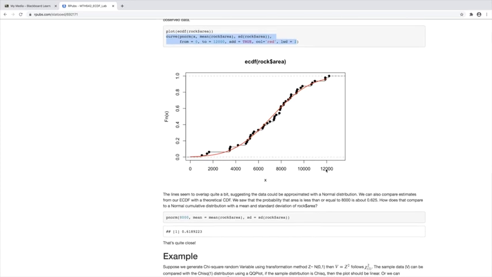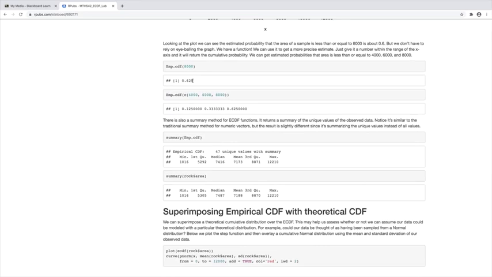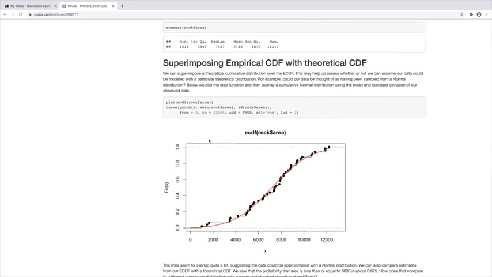We can also compare the estimates from our ECDF with the theoretical CDF. So pnorm at 8,000, with the mean of that data and the standard deviation of the data, is 0.618, and the value that we calculated with the empirical CDF was 0.625. Pretty close, right?